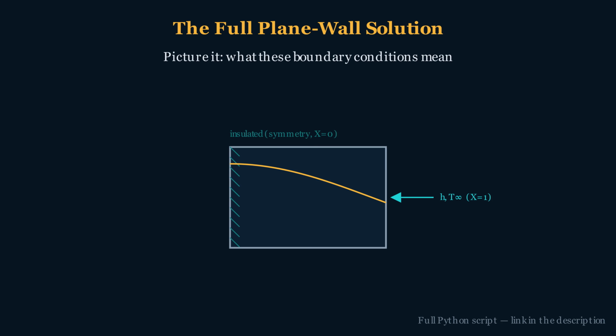Zero slope at the insulated centerline on the left, the cosine curve sits flat there. It bows downward toward the convecting surface on the right, where heat is actually leaving the wall. That gold curve is the shape every one of these boundary conditions was built to produce.